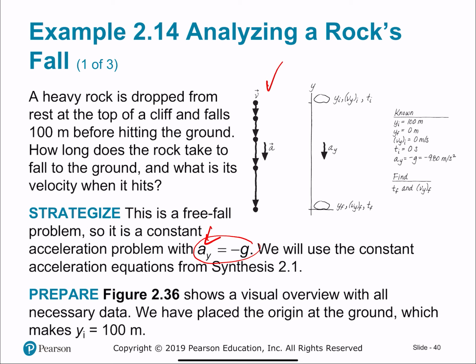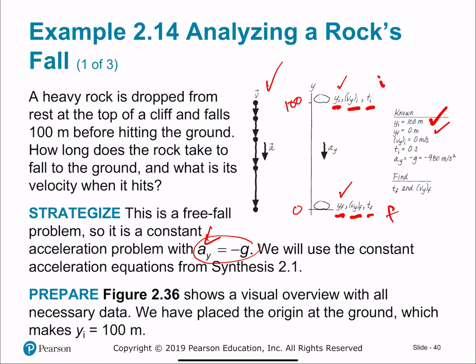So here we have the visual diagram. We have the rock, and this is the initial condition, the initial state, and the final state here. We have the acceleration here, and these are the things that we would like to know: initial position, initial velocity, initial time, final position, final velocity, and final time. What do we know? Well, we know the initial position is 100 meters, so we know this guy. The final position is 0, right? So we know this guy. We can always set our 0 here, and this is 100, right? So that's where we started.